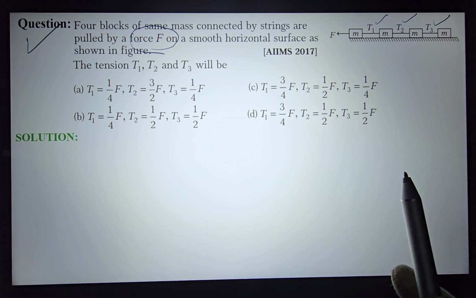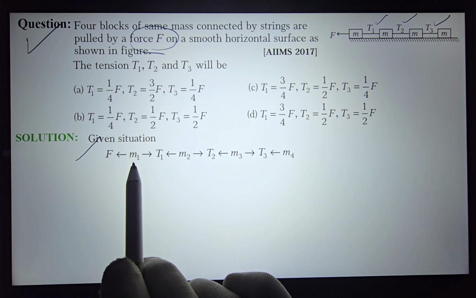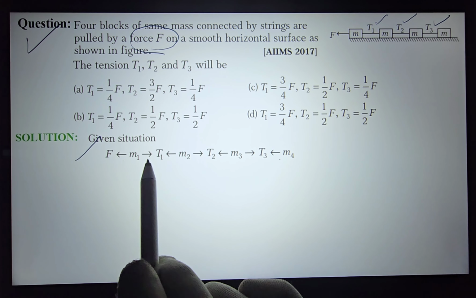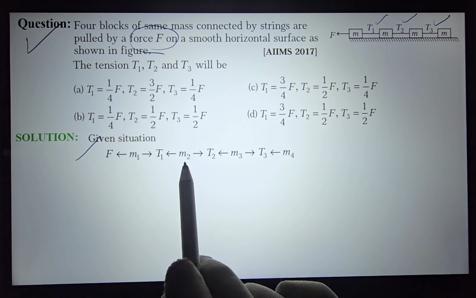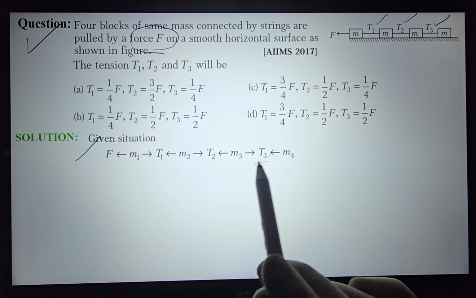Now in order to solve this problem, you just consider a condition like this. So the situation is like this. M1 is facing two forces, one is F, another is T1, as per the arrows. Similarly for M2, M3 and M4. So M4 is basically experiencing only T3 in this direction as in the diagram.